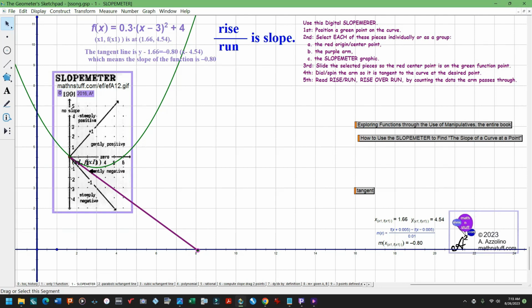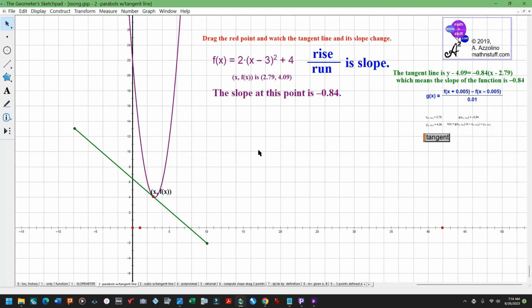Oh, we want the purple. At 1. That's about the closest we can get. Using this tool, it works better when it's larger and in your hands. But you can see by this that the important piece is the arm that is tangent. And this is a tangent to the curve.